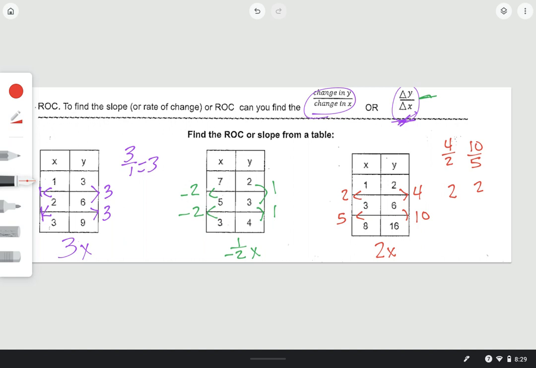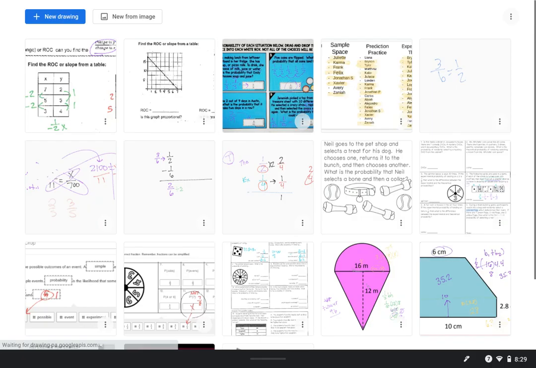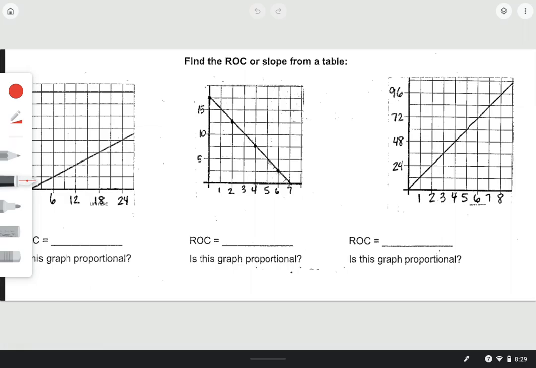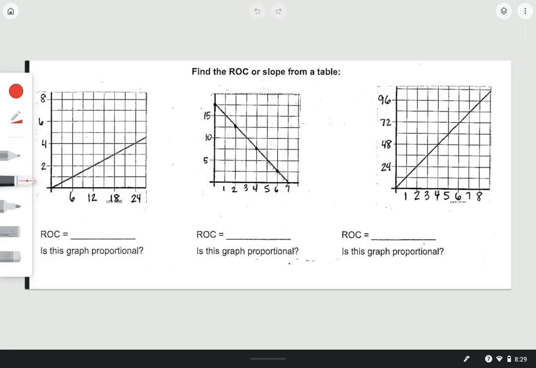Remember, y is first. Now when you have a graph, it's even easier to find the rate of change. First thing is if it touches the origin, it's proportional. So like this first one is proportional, the second one is not, and the third one is proportional. We'll talk about that in a few minutes. Right now we're just reviewing rate of change. When you have a graph, you're going to do rise over run.